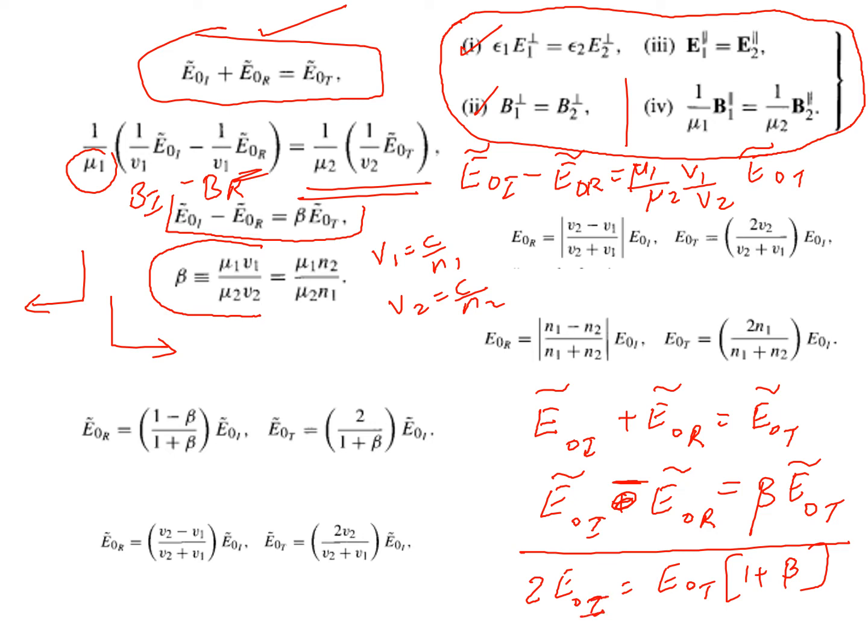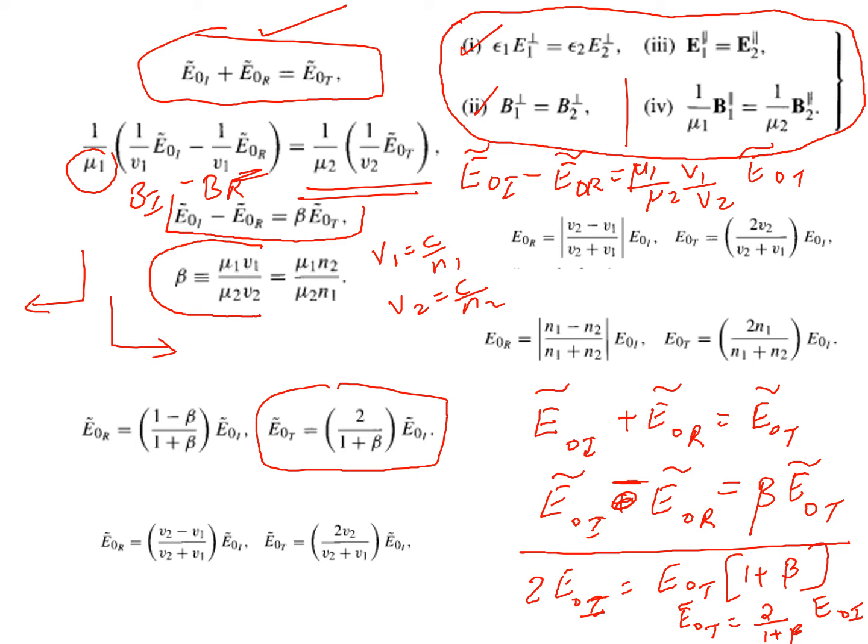So what is E0T from this expression? E0T complex equals 2 divided by 1 plus beta, times E0I. That is what this expression is, just a simplification of these two equations in two variables. And further, now you have to find E0R.